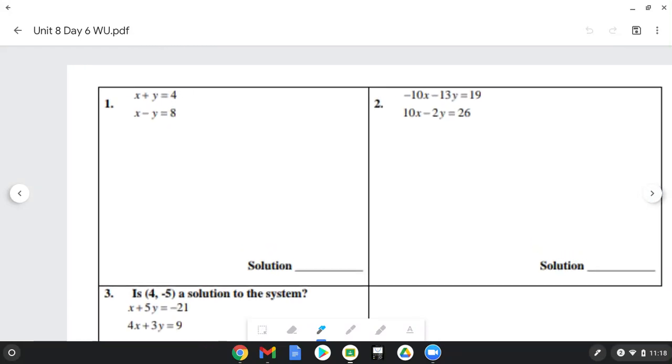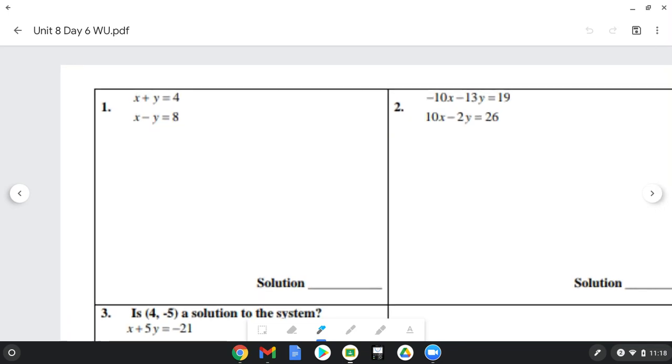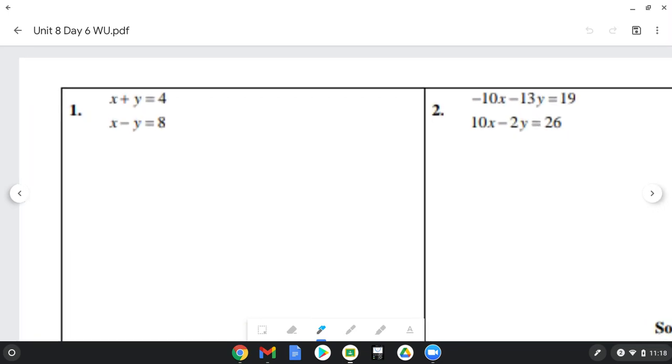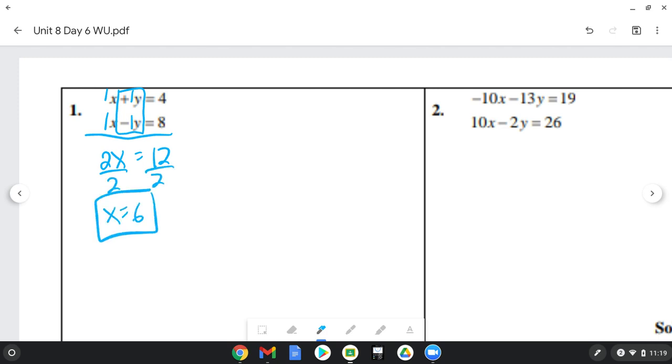All right. So if we take a look at number 1, a nice thing about number 1 is I noticed that these y's are already exact opposites. One is a plus 1, one's a minus 1. So I don't even have to multiply by anything here. So if I add the two equations together, I get a 2x. The y's cancel, and I'm left with 12. I would divide by 2 to get x by itself, and I get x equals 6.